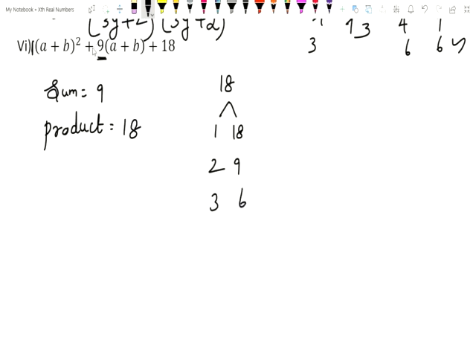Here both are positive, so when we add, we need to get 9. So where will you get that, children? 3 plus 6, you will get 9. This is the suitable factor.